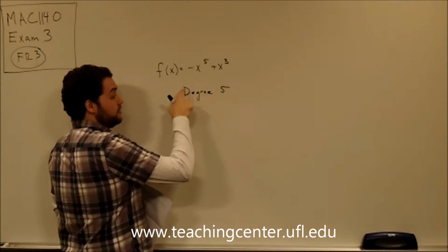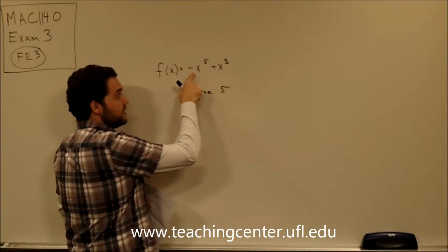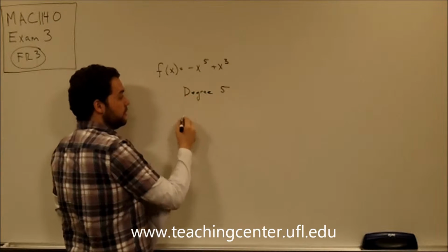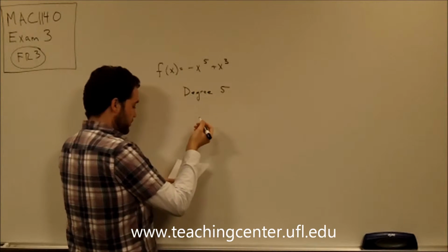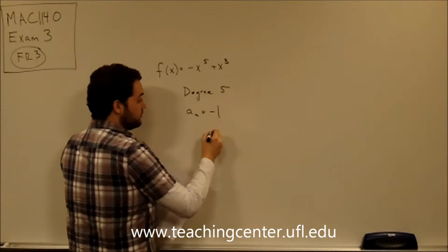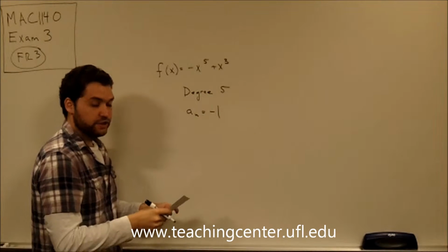And for the leading coefficient, that is whatever the coefficient attached to that term is. This is known as the leading term. That's the leading degree, and this would be the leading coefficient. So the leading coefficient, which they just call a sub n, is going to be equal to -1. And then they also ask you for the end behavior.